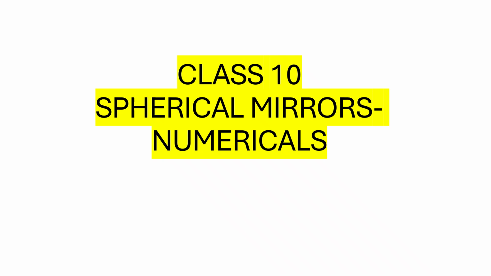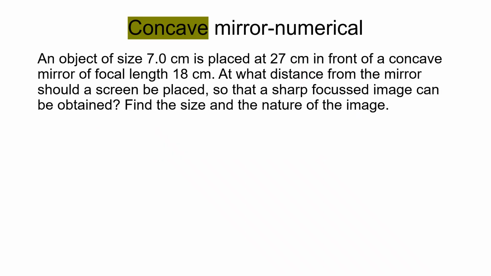I have taken one numerical each for convex and concave mirror. So let us see. First of all, you read the numerical very carefully. Like here, what is given? An object of size 7 centimeters. Don't read the whole numerical at a stretch. Break it down and write what data is given. So here, an object of size 7 centimeter. What will we write? HO is equal to, we know that the object size is always taken as plus as per sign convention. So it will be HO is equal to plus 7 centimeter.